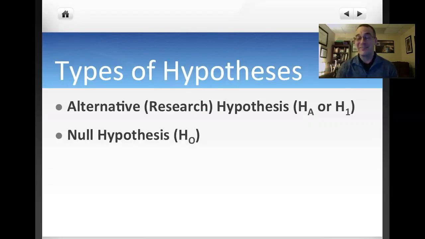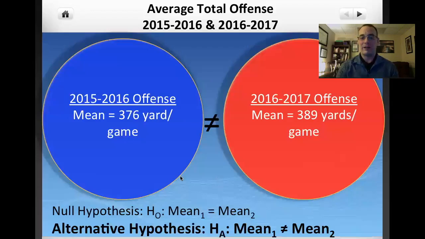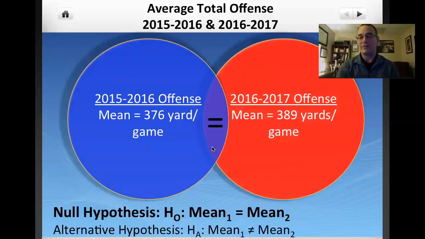If that's not confusing enough, let's break that down in a picture format. If we look at 2015 to 2016, maybe for example, we had 376 yards per game of total offense, and in 2016-2017, we had 389 yards per game. With our alternative hypothesis, that's what we as the researchers believe, we're going to say that these are not equal to one another, or that they are significantly different from one another. As we mentioned, that's our alternative hypothesis. If we look at our null hypothesis, we would say the inverse of that. In essence, these two seasons are not significantly different, or in other words, they're equal to one another.